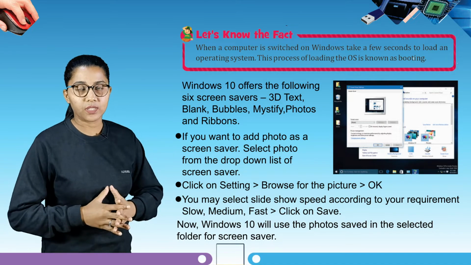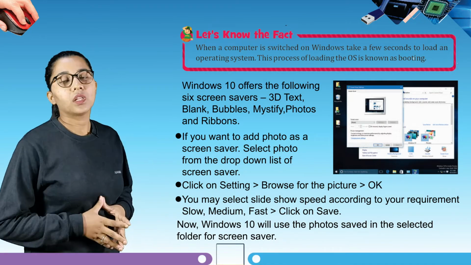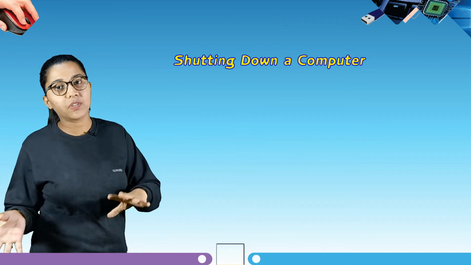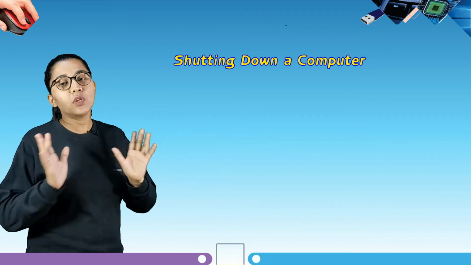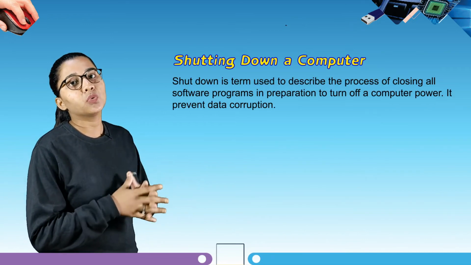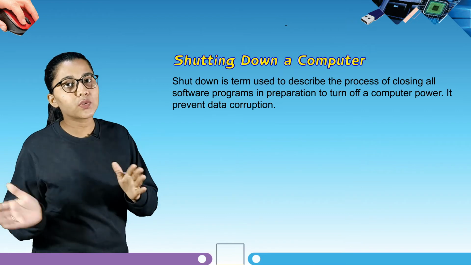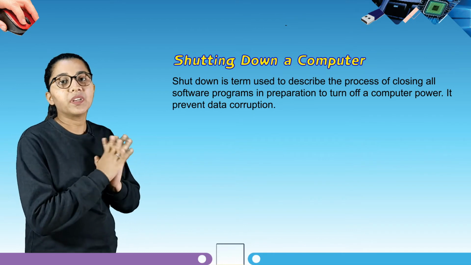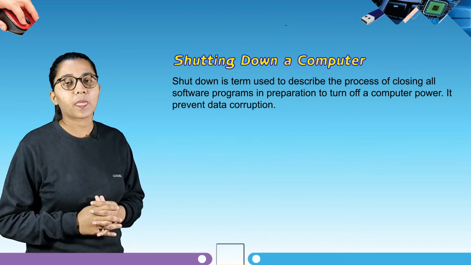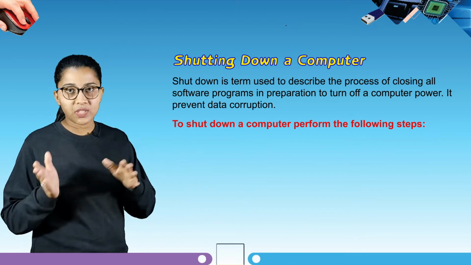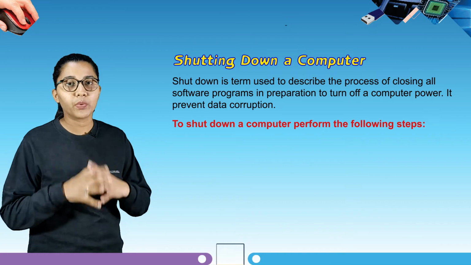Now after all this, how do we shut down our computer? So our next topic is shutting down a computer. After changing the background, screensaver, and desktop icons, how will you shut down your computer? Let's learn about it. Shutdown is a term used to describe the process of closing all software programs in preparation to turn off computer power. It prevents data corruption. To shut down a computer, perform the following steps. You have to follow these steps if you want to shut down your computer.